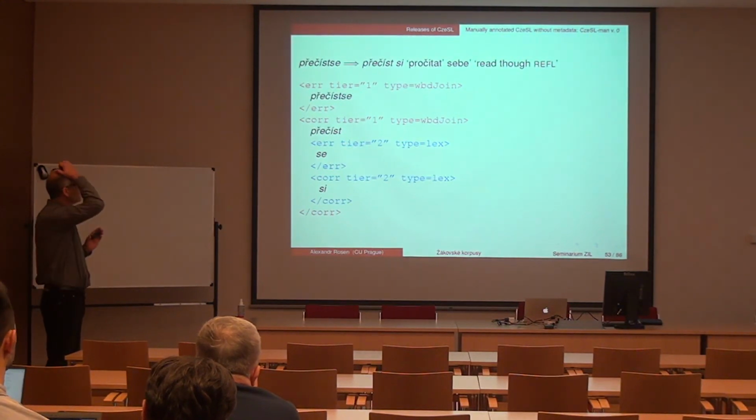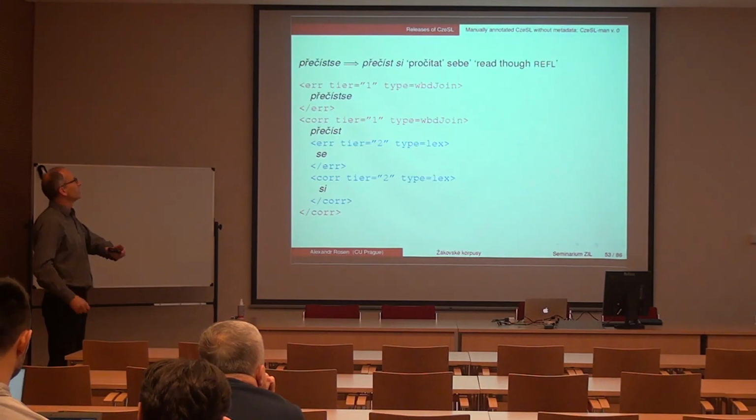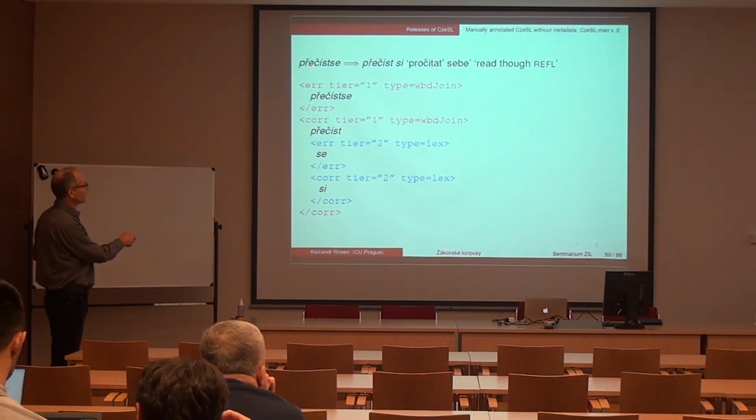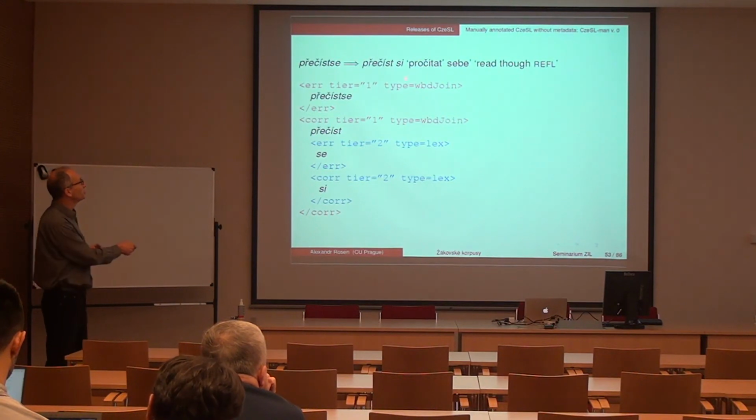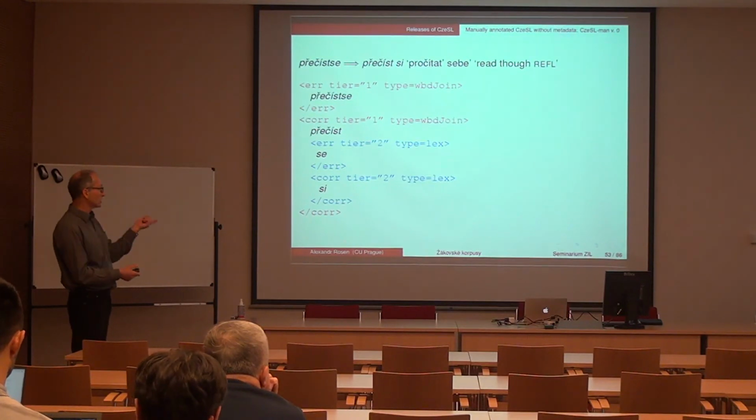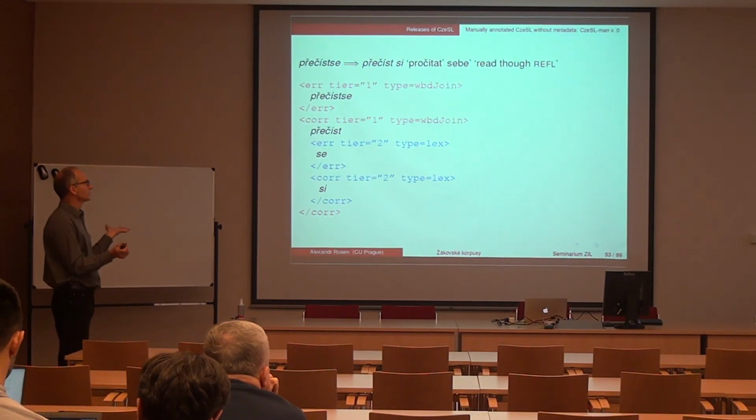So if you have a form such as this, it means read through together with the reflexive. So you have a prefix, the infinitive of the verb, and the reflexive part, and it should be separated into two parts. But we have two versions of the reflexive, se or se, and it shouldn't be se, it should be se. Now, how do you annotate that in that system?